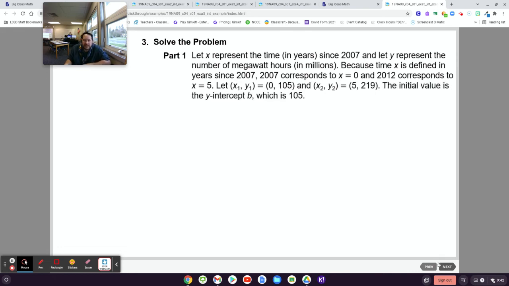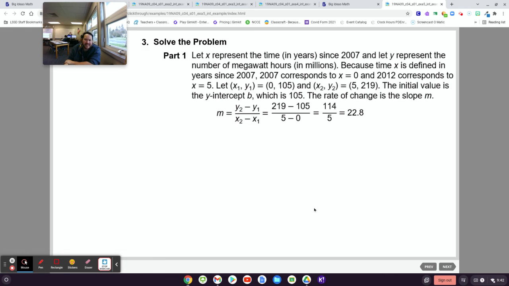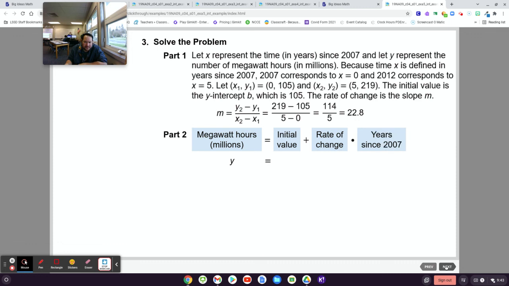Okay, so in this case, we're going to use these 2 points to calculate the slope. So you're going to have to figure out the difference, the rise. The rise is 114, if you subtract 219 minus 105, divided by 5 years. And that'll tell us 22.8 is the increase in millions of megawatt hours per year. And then the y-intercept will be the starting value in 2007, which was 105. That's our y-intercept of 0, 105.